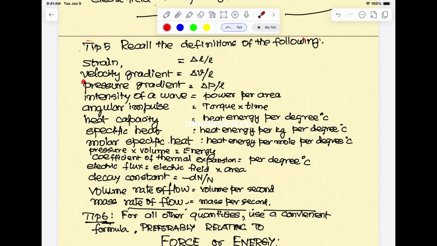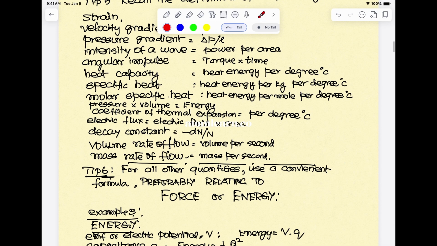For example, take velocity gradient. Of course you would have come across this term, but you may not remember what it means. Therefore, just revise its meaning. What is velocity gradient? Change in velocity, delta V, divided by distance, delta V by L. Now take something else. What is meant by specific heat? Specific heat, of course, you would have come across, you would have used it, you would have solved problems, but still you may not immediately know how to define it. Now you know that specific heat is heat energy per unit mass.